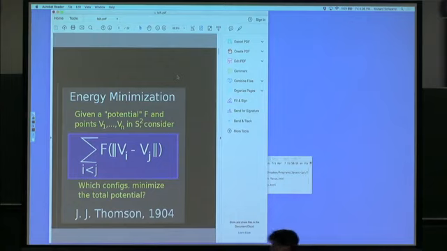In general, this goes under the heading of Thomson's problem. There was a paper in 1904 by J.J. Thomson, and he considered this on the circle, where it's easier. But later it just got to be called Thomson's problem, and there's quite a lot of literature on this problem. For about 100 years now, people have been thinking about various cases of this.